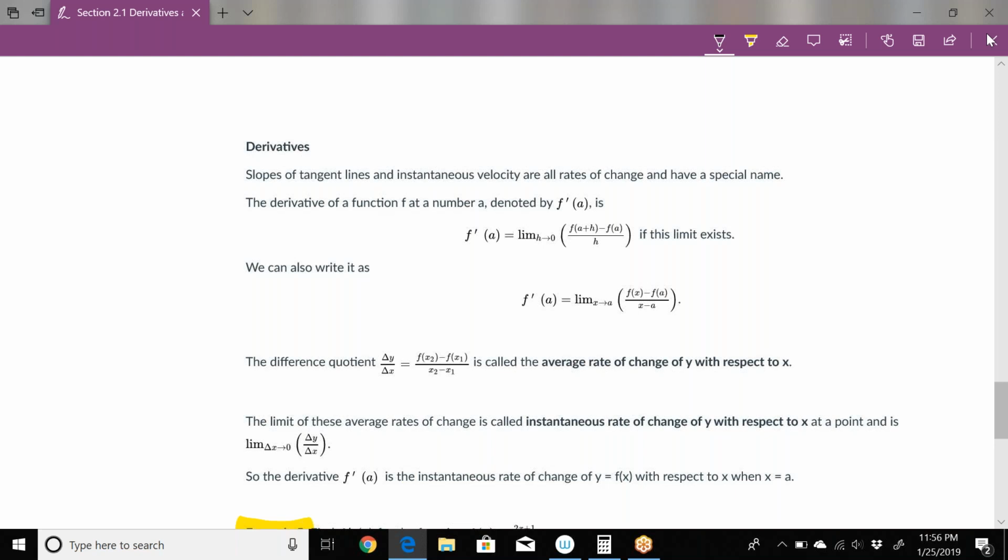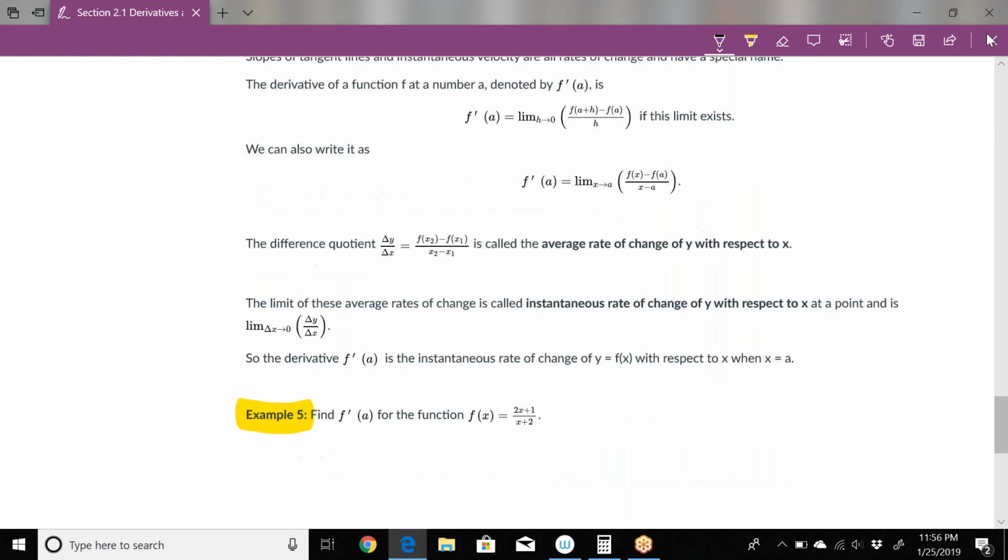We can also write it with the alternative form, which looks more like the secant: f of x minus f of a over x minus a. Remember, that's as the limit as x approaches a. The difference quotient that you learned in Math 136, delta y over delta x, which means change in y over change in x.